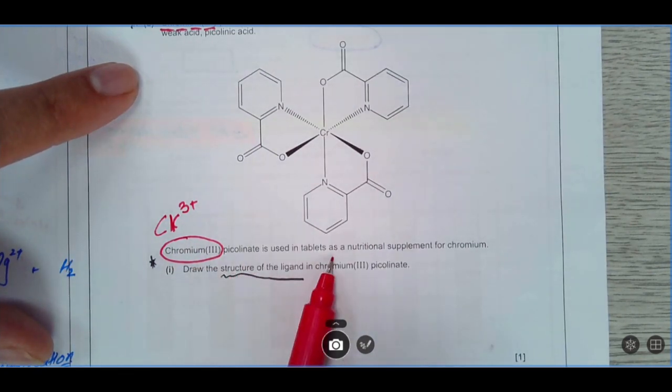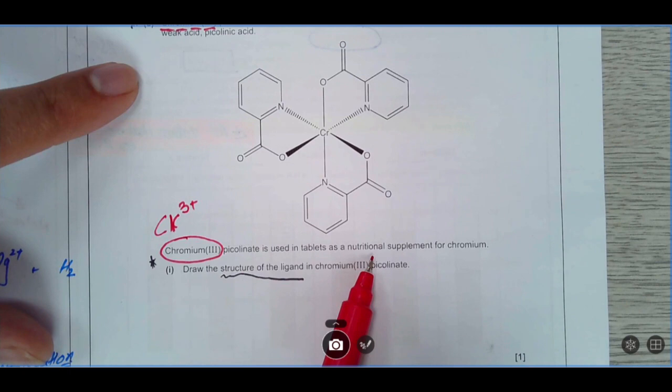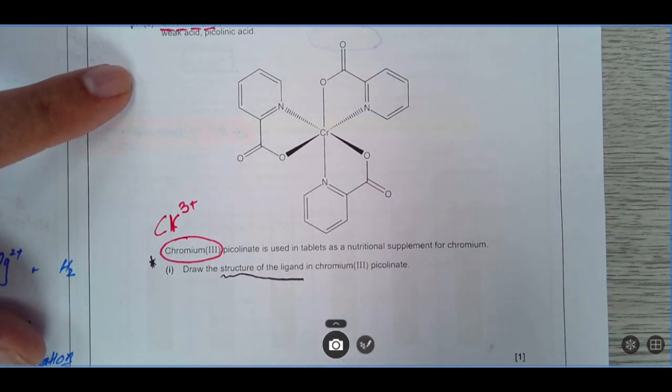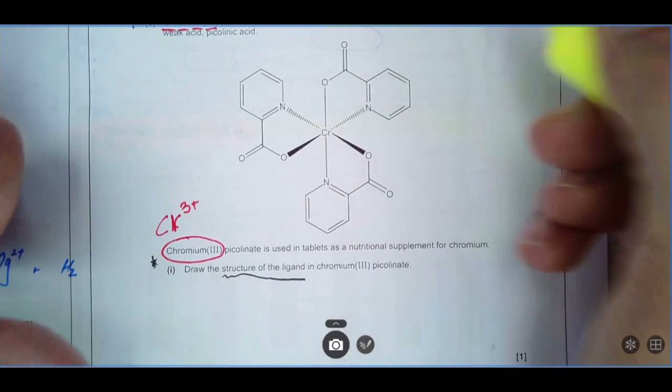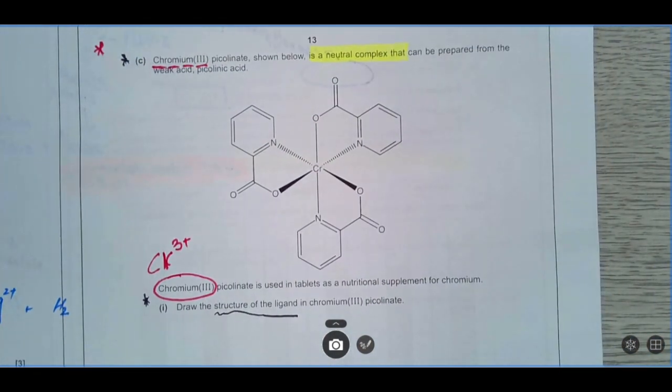It is used in tablets as a nutritional supplement for chromium. Draw the structure of the ligand in chromium 3 picolinate. Before that, I have to pick up this keyword here: it's a neutral complex.